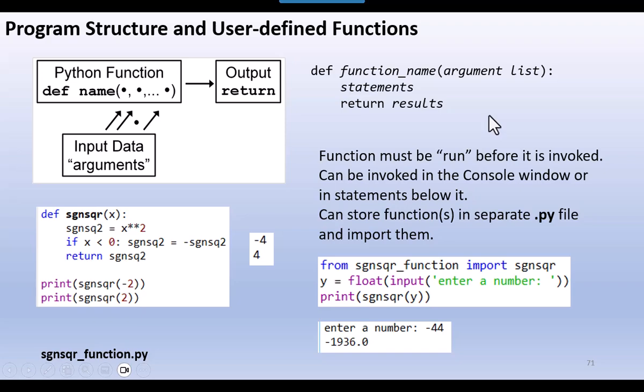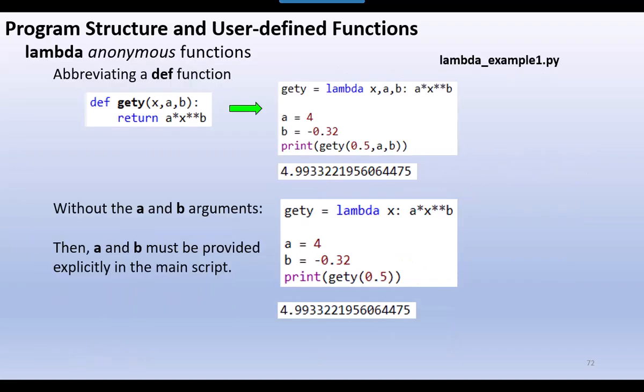Okay? Now, there is a way, just like when we had the one-way if statement, then we could make it into a one-line statement. There is a way to abbreviate the def description of a function in something called a lambda function, and we'll illustrate that here on the next slide.